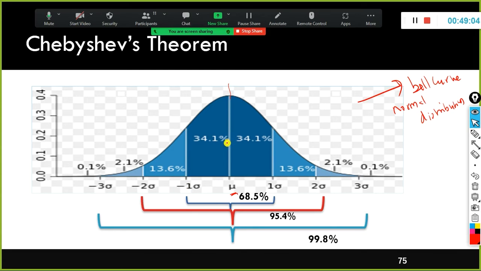So what Chebyshev's theorem says is almost 68% of the data lies between minus 1 sigma to plus 1 sigma. Listen very carefully, very simple one. I will make it very simple, don't worry. On the left side of the mu you can see minus 1 sigma, minus 2 sigma, minus 3 sigma. On the right side of the mu you can see 1 sigma, 2 sigma, 3 sigma.